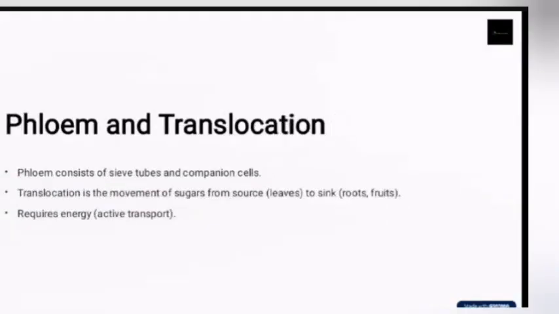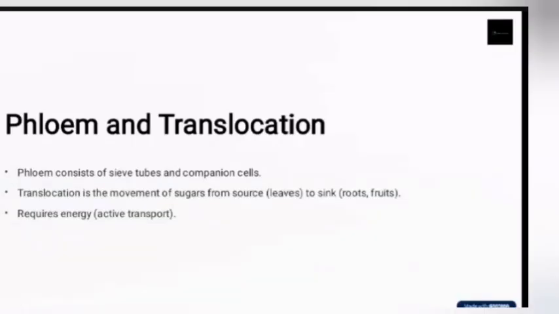Now let's look at transport of food. Transport of food is what's called translocation. Translocation. Change in what? Location. So phloem consists of sieve tubes and companion cells.